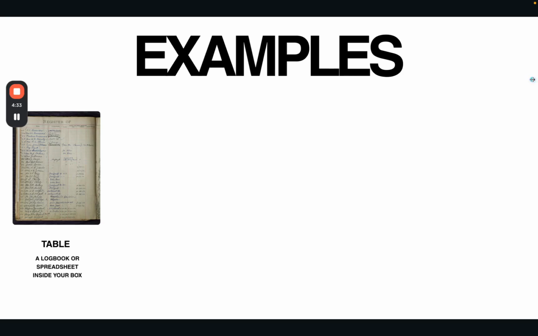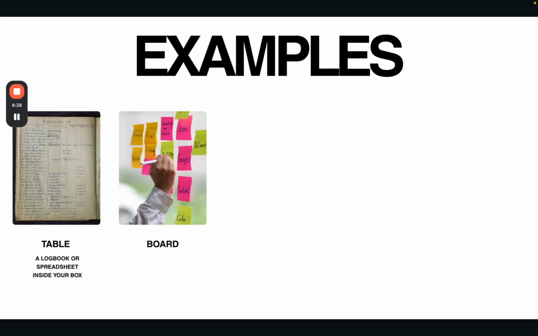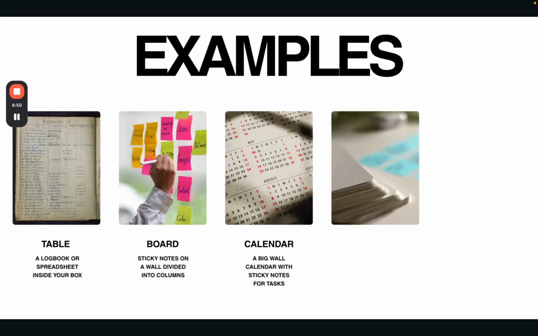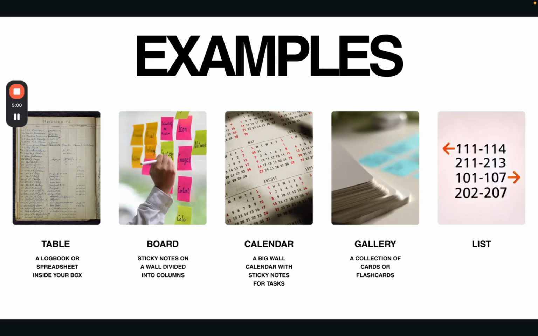So we have table views, like a logbook or spreadsheet inside your box. We have board views, like on a wall divided into columns. We have calendar views, like a calendar with sticky notes for tasks. We have gallery view of cards or flashcards. And of course, we have timeline view, like a project plan drawn on a timeline strip.